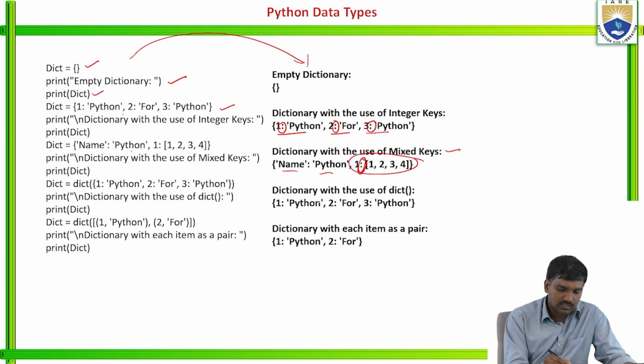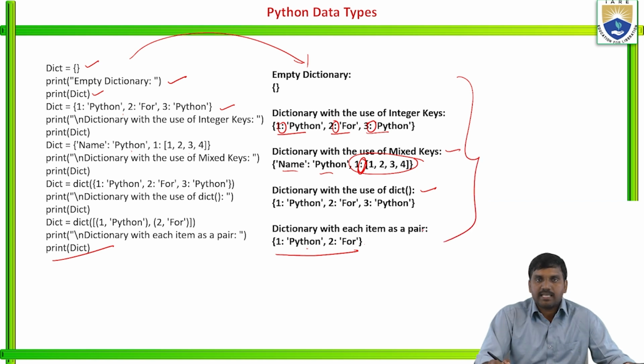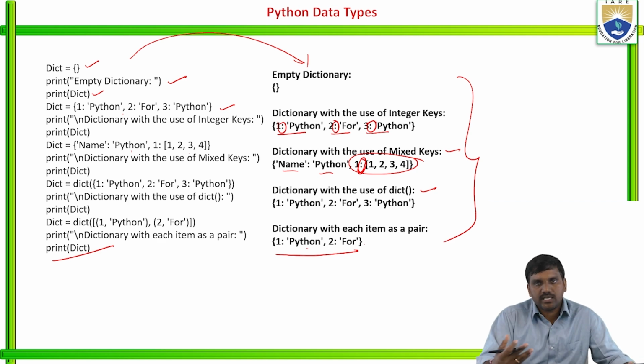Here is a dictionary with the use of the dict function, a dictionary with each item as a pair: 1 for Python, 2 for Python. So this is the example. After executing this code, the output will appear like this. This is how to create the initial dictionary in Python. These are what I executed on my laptop. I also shared one screenshot.